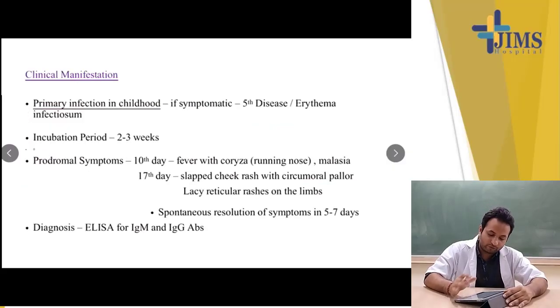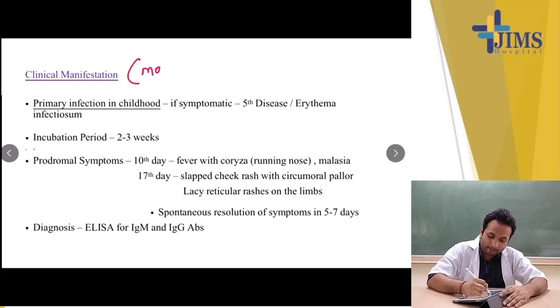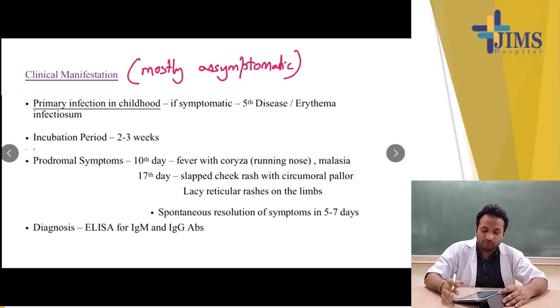Okay. Now we come to clinical manifestations. Mostly, as I already told, the infections caused by parvoviruses are asymptomatic. But when it becomes symptomatic, then primary infection is going to occur. So first we are going to talk about primary infections in childhood.